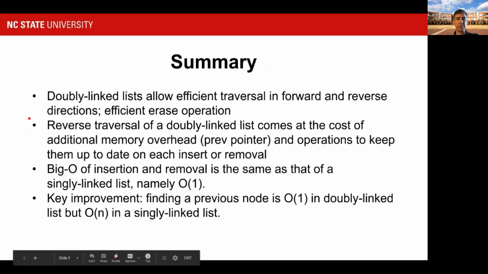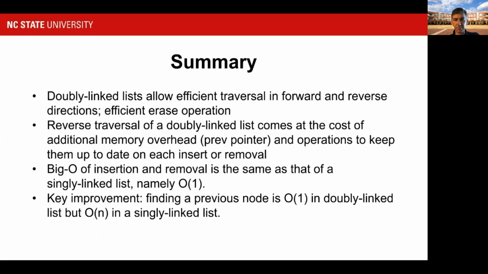Okay, so in summary, doubly linked lists allow efficient traversal in forward and reverse directions. And now we can implement an efficient erase operation that just takes an iterator to the node we want to erase, and it can just directly erase it without having to traverse the list to find the previous node, like in a singly linked list. We also now could do a reverse traversal of a doubly linked list. This comes at the cost of the additional memory overhead of the previous pointer and the extra cost of operations to keep those previous pointers up to date.